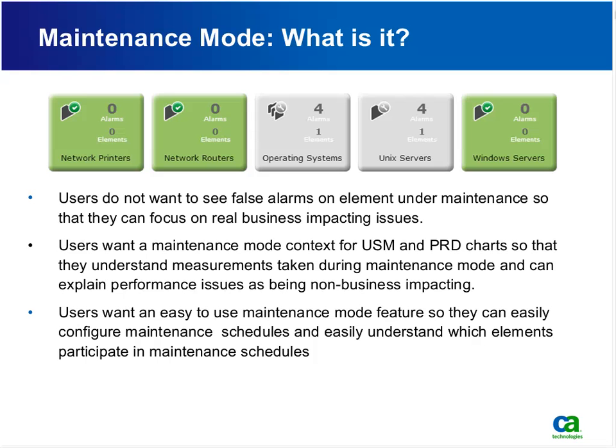Another key feature of the maintenance mode is whenever you look at a chart in USM or a PRD chart, you will see a grayed out transparent overlay over the chart that denotes the period of the maintenance window when it occurred, or maintenance windows if you happen to be looking at a longer-term historical chart. You can hover over data points within that window and actually see which maintenance window this was, for instance, like my Thursday night maintenance window.